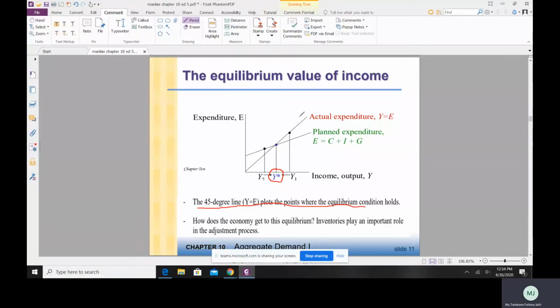So Keynesian cross basically tells us what's happening in the goods market, and the equilibrium in this market is established where actual expenditure is equal to your planned expenditure. In other words, equilibrium is established where supply is equal to the demand for goods and services. Y1 को मैं equilibrium इसलिए नहीं कह सकती because at Y1 the supply is greater than the demand.